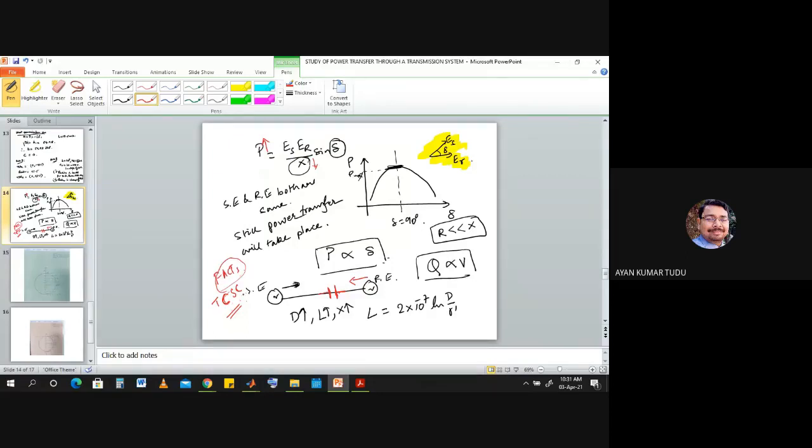Thyristor controlled series capacitor, means by controlling the firing angle of the thyristor, we add the series capacitor to the line. By controlling the firing angle we can control the change in the value of this X, and we can control how much power can flow through this transmission line. Understood?